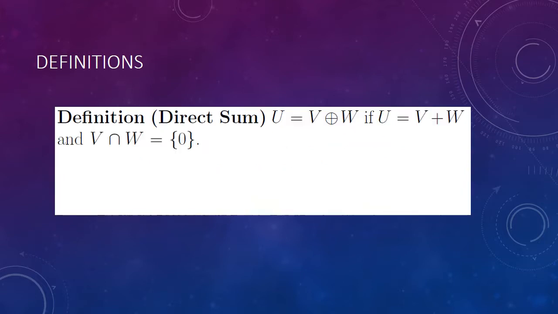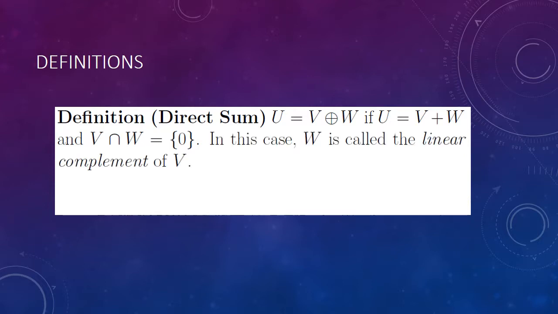This leads us to the idea of what we mean by a direct sum. So if a vector space U is a direct sum of subspaces V and W, then you actually require two things. First, that U is equal to V plus W, but also that V and W intersect as trivially as possible. Since they're subspaces, they both have to have the zero vector, and so that's the only thing we allow to be in the intersection.